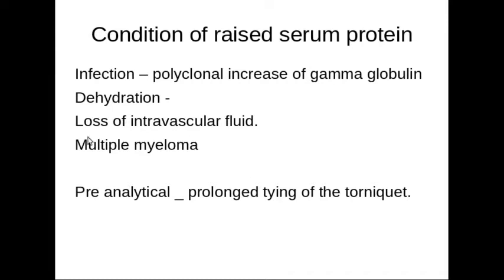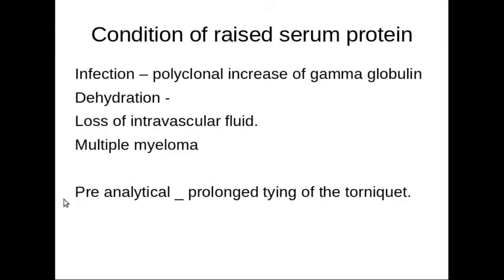Multiple myeloma, this is because of excessive production of immunoglobulin, which is monoclonal. In infection, we get polyclonal increase of gamma globulins. In multiple myeloma, we get a monoclonal increase in immunoglobulins.